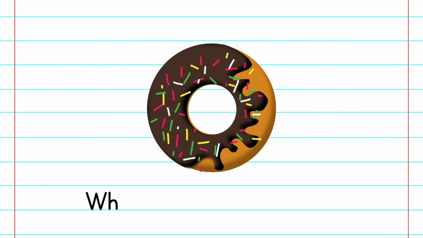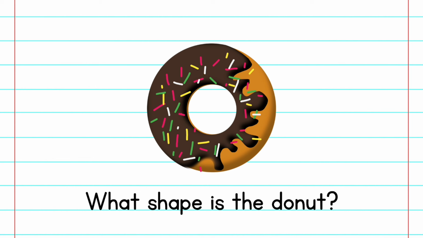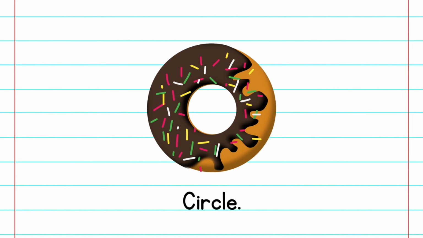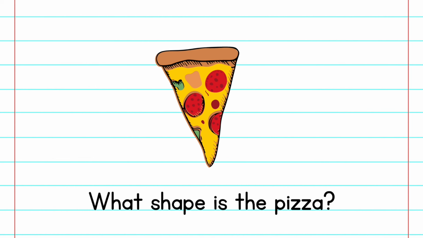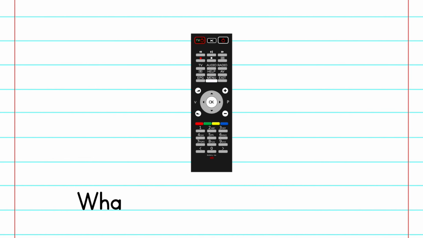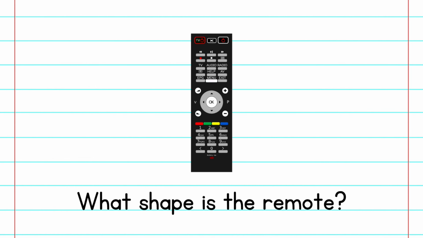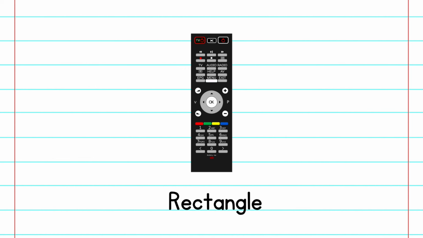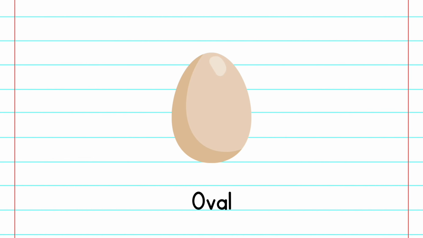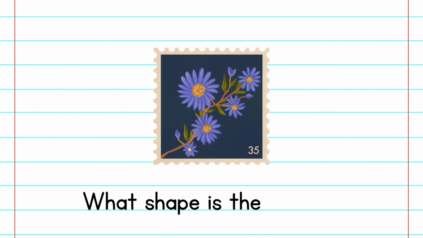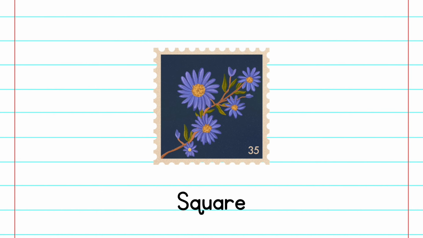Octagon. What shape is the donut? Circle. What shape is the pizza? Triangle. What shape is the remote? Rectangle. What shape is the egg? Oval. What shape is the stamp? Square.